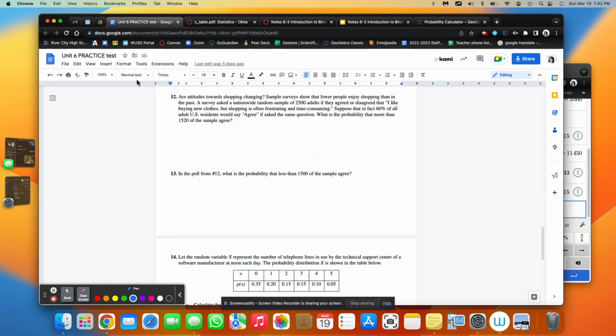All right, the next problem says, are our attitudes towards shopping changing? They ask a random sample of 2,500 adults if they agreed or disagreed that they like buying new clothes, but shopping is often frustrating and time-consuming. It says 60% of all U.S. residents agree. What's the probability that more than 1,520 of the sample agree? For GeoGebra, we're going to rewrite that as greater than or equal to 1,521. In this problem, the random sample is 2,500 adults, where the probability is 60%.